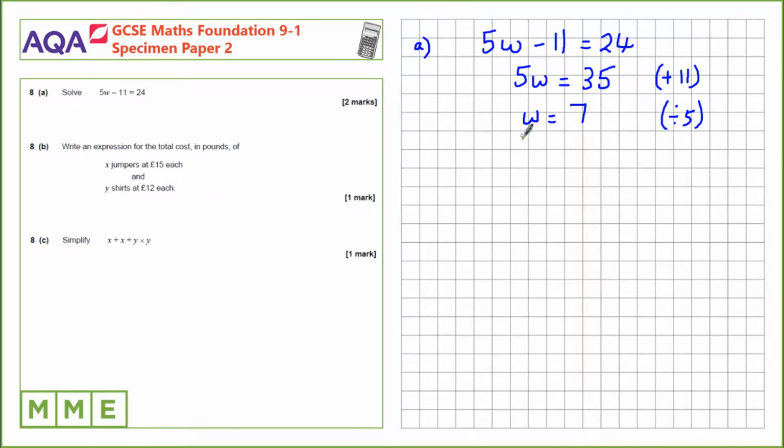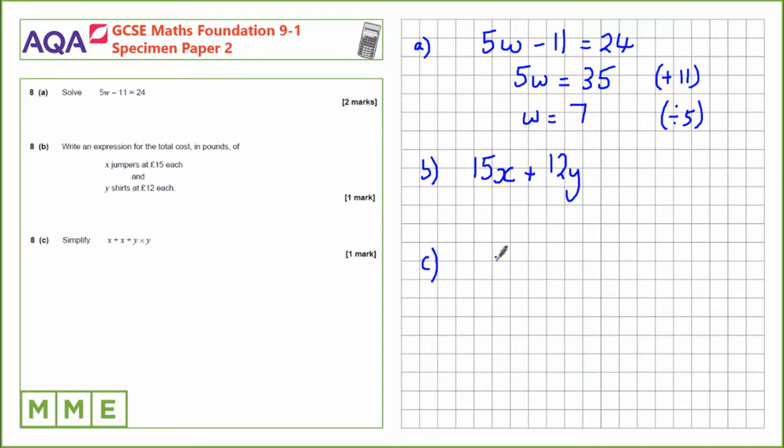£12 each. So, for the jumpers, we have £15 multiplied by the number of jumpers we have, which in this case is X. So the cost of all the jumpers will be 15X. We also have £12 multiplied by the number of shirts, and we want the total cost, so these need to be added together. That's our expression.